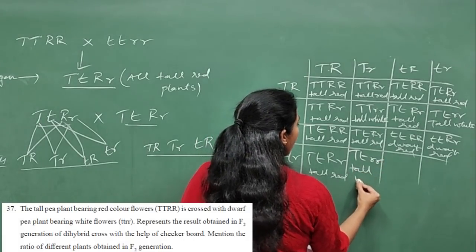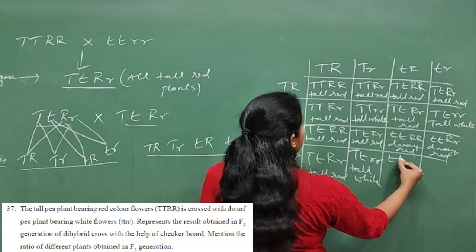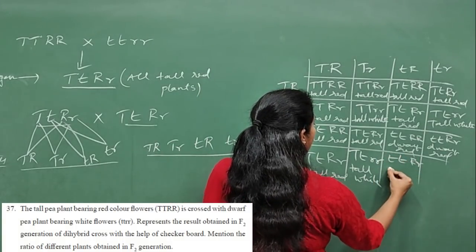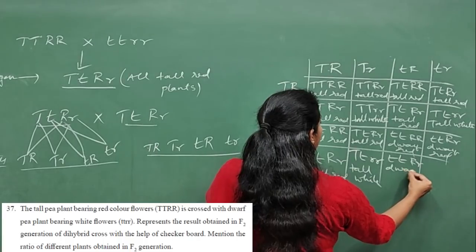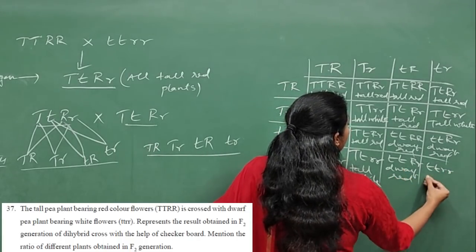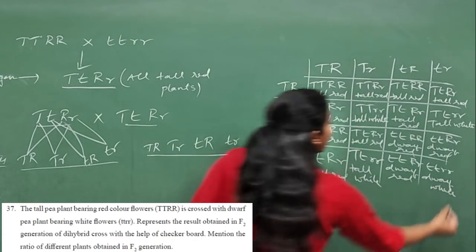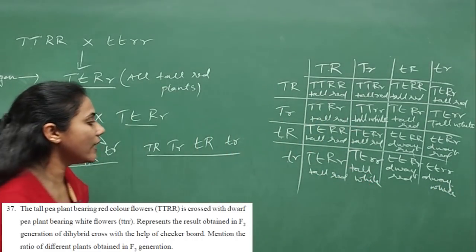This is tall white variety. Then small t, RR, this is also dwarf red variety. Then small t small r, dwarf white variety. Dwarf white. So you should neatly mention the varieties, guys.